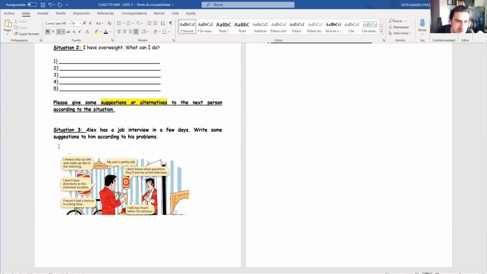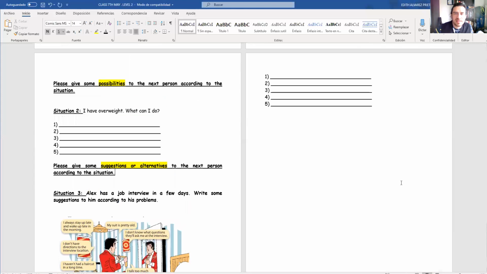¿Cuáles son los problemas? Estos. I always stay up late and wake up late in the morning. My suit is pretty old. I don't know what questions they'll ask me at the interview. I talk too much when I am nervous. I don't have directions to the interview location. I haven't had a haircut in a long time. Entonces, estas son las 1, 2, 3, 4, 5, 6. 6 situaciones. ¿Listo? So, suggest, ¿no? Sugiéranle algo para esos problemas.